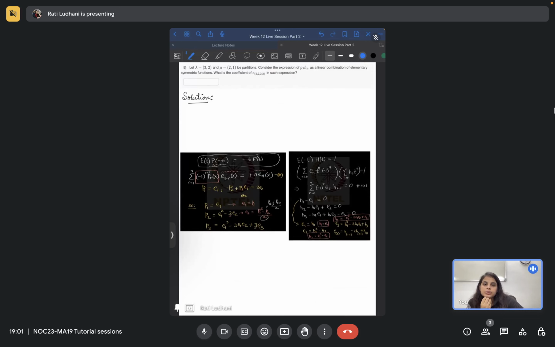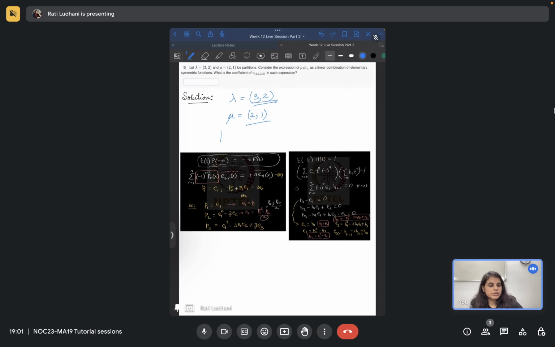Let lambda is equal to 3 comma 2. So lambda is given to be 3 comma 2 and mu is given to be 2 comma 1. The partitions are, so these are the partitions. This is a partition of 5. This is a partition of 3.